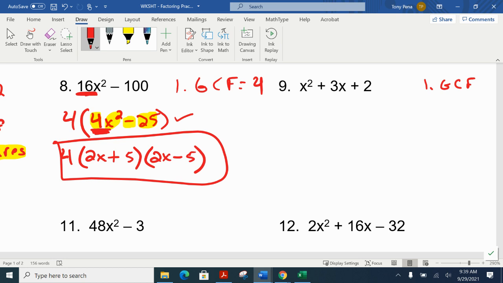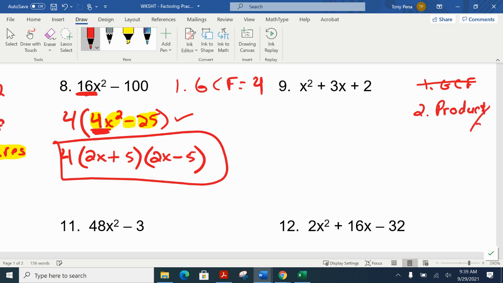So if we now look at these 3, do they all have at least one x? Good, because the one at the end does not. So they don't have an x. Is there a number other than 1 that would go into a 1, a 3, and a 2? No. So in this case, there is no GCF. So just because we look for it doesn't necessarily mean there is one, but we definitely want to do that check real quick.